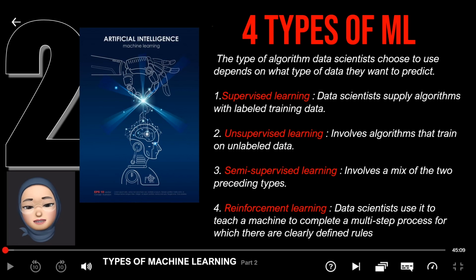Number 1, supervised learning, which uses algorithms with labeled training data. Number 2, unsupervised learning involves algorithms that train on unlabeled data. Number 3, semi-supervised learning involves a mix of the two preceding types. And number 4, reinforcement learning, which teaches a machine to complete a multi-step process.